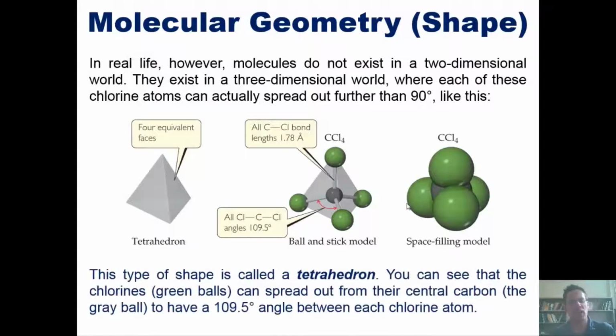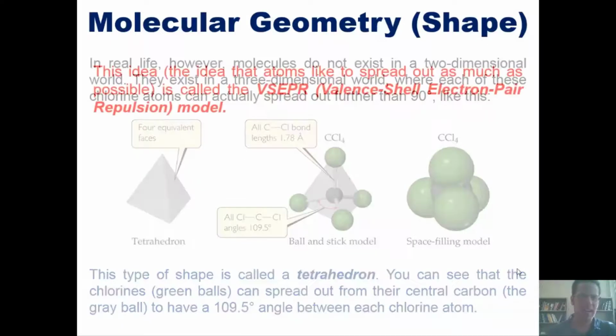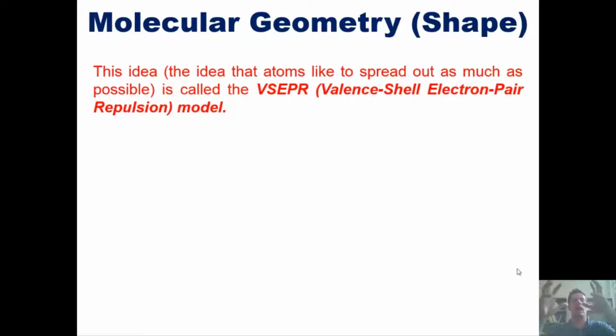Now, this type of shape is called a tetrahedron. You can see that the chlorines, which are the green balls in this picture, can spread out from their central carbon atom to have about a 109.5 degree angle between each chlorine atom. So this idea, the idea that atoms spread out as far apart from each other as possible, is called the VSEPR, or valence shell electron pair repulsion model. Sometimes I just like to call it VESPR because it rolls off the tongue a little bit easier than VSEPR.